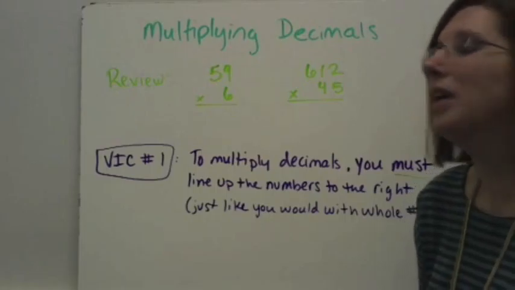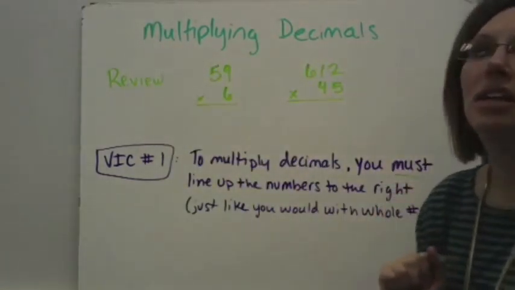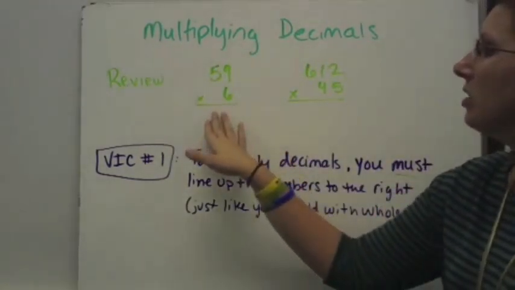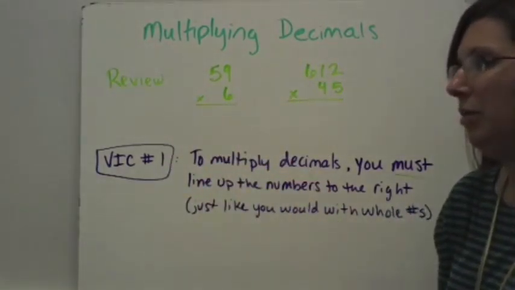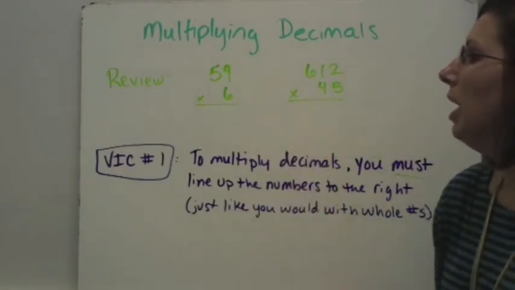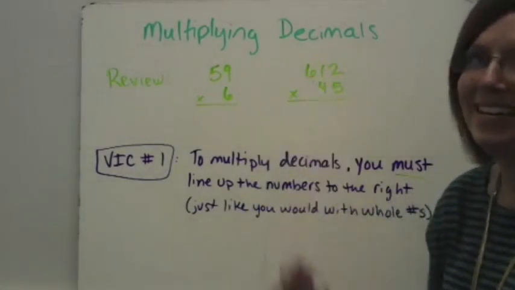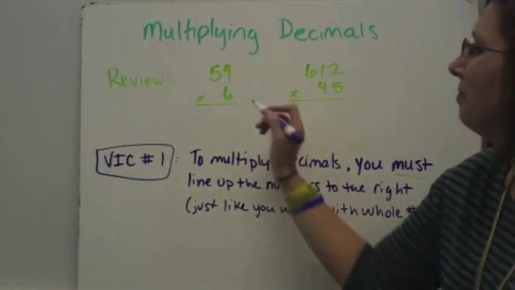Hi, today we're talking about multiplying decimals. Let's review. Here you see a multiplication problem. It's got a 2-digit number times a 1-digit number. So to multiply, we would just multiply 6 times 9 to get 54.